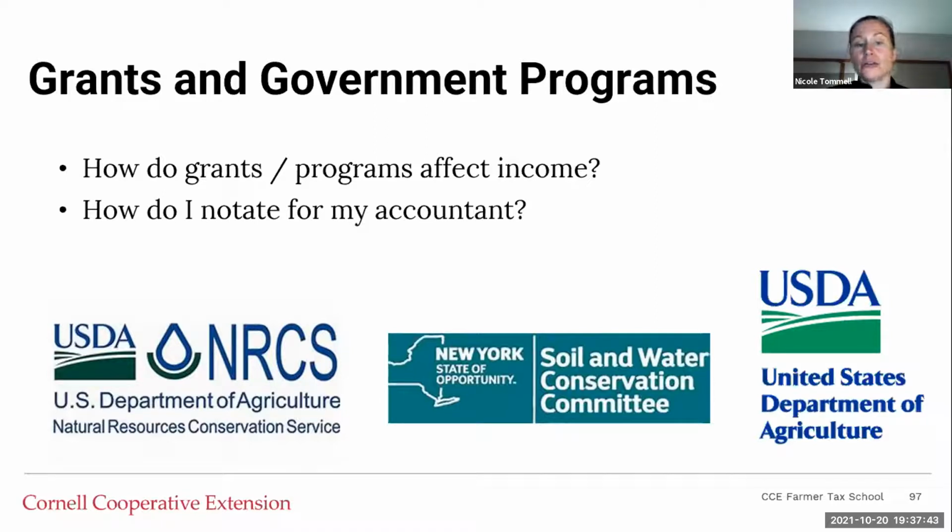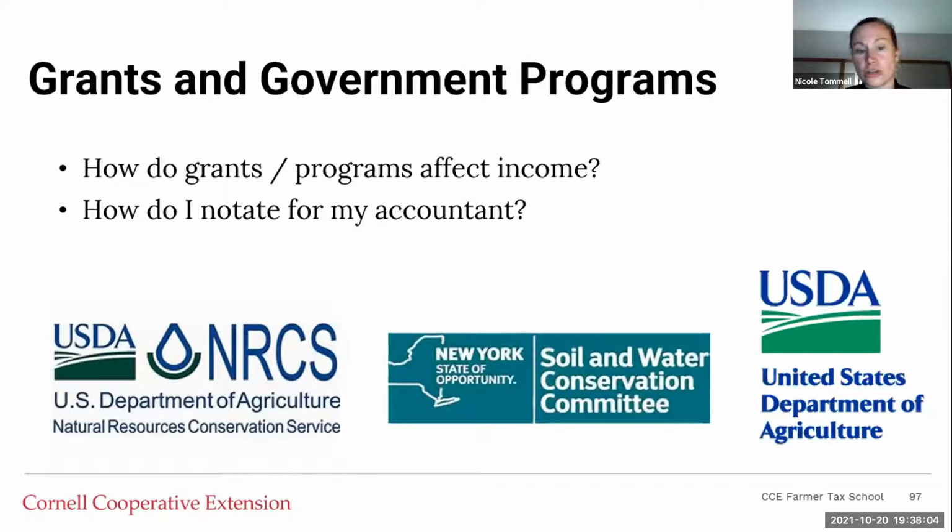How do I notate those for the accountant? So there's a couple different ways to do this, and it's really important that you signify that if you do QuickBooks or a Quicken program, or even your Excel files, if you have something that allocates that, lumps it out, and just doesn't throw it under income.